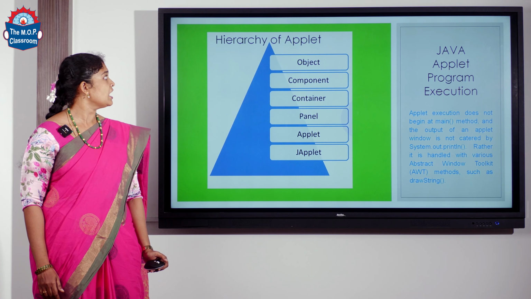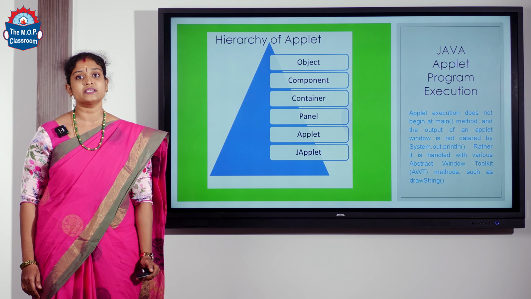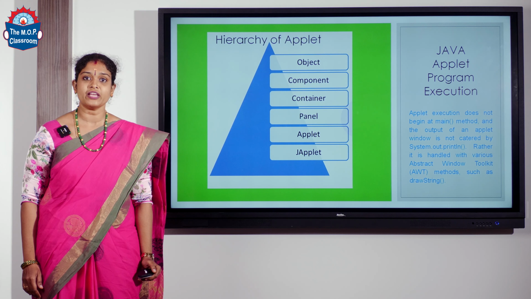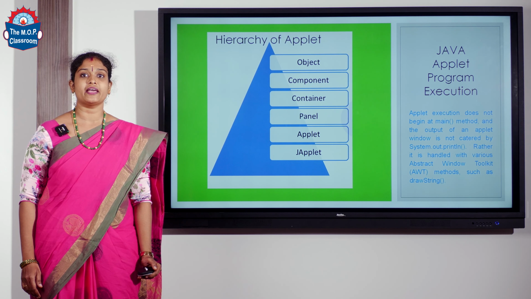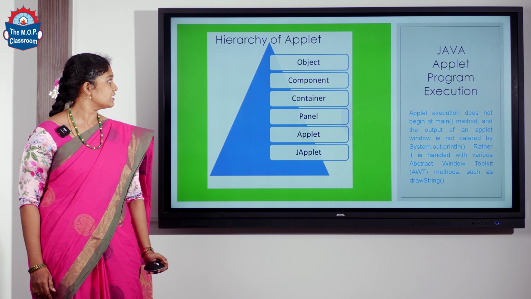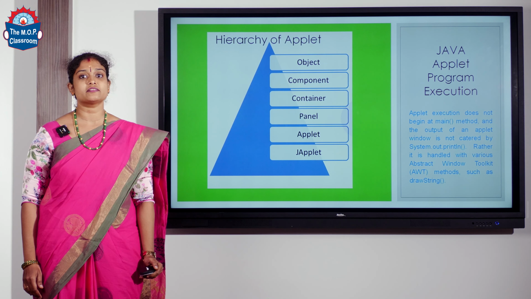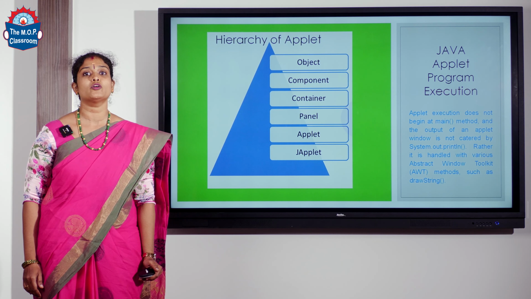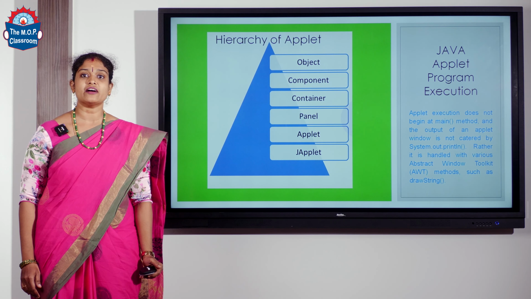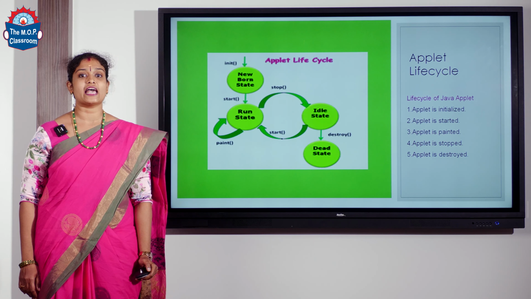Here we have the hierarchy of the applet, where Object is in the topmost position and the JApplet class is in the bottommost position. The JApplet class inherits the methods and members of the Applet class. The Applet class in turn inherits the methods and members of the Panel class. The Panel class is a subclass of the Container class, and the Container class is a subclass of the Component class. As mentioned, drawString and drawOval are part of the Component class. So in order to use them in our coding, we have to import the java.awt package.